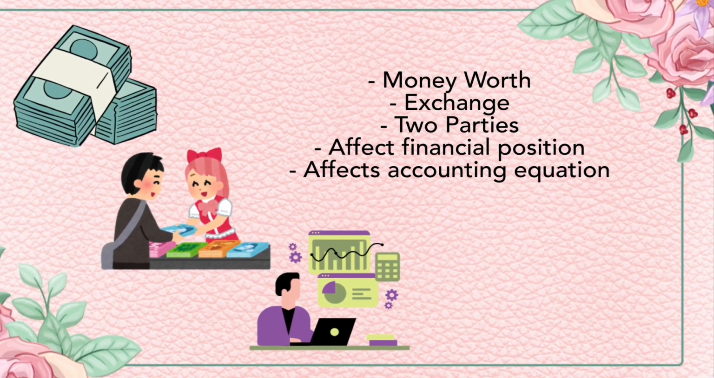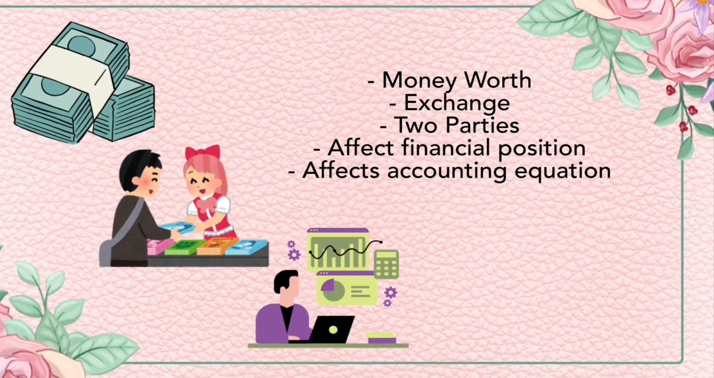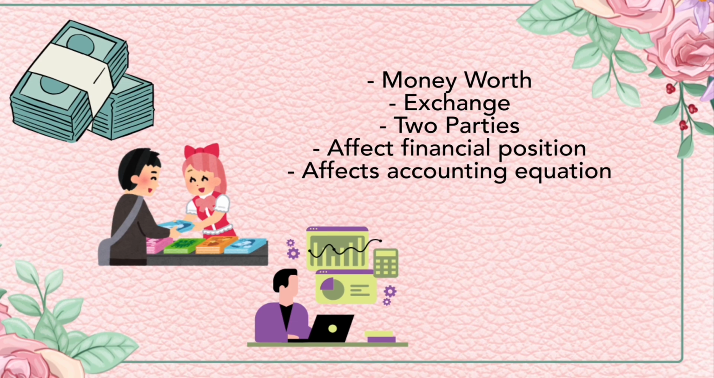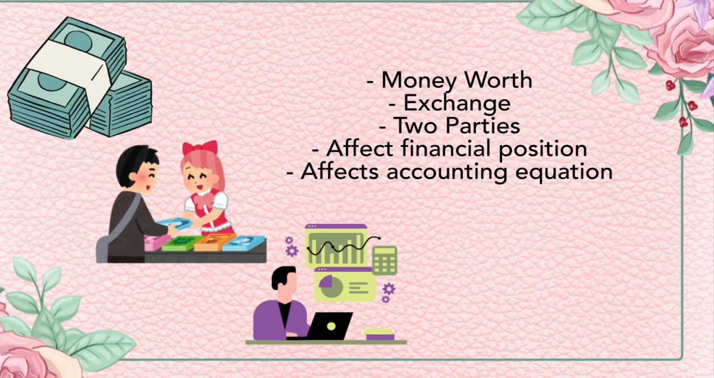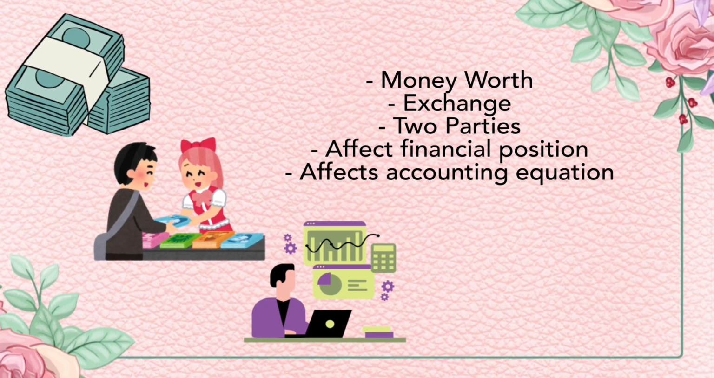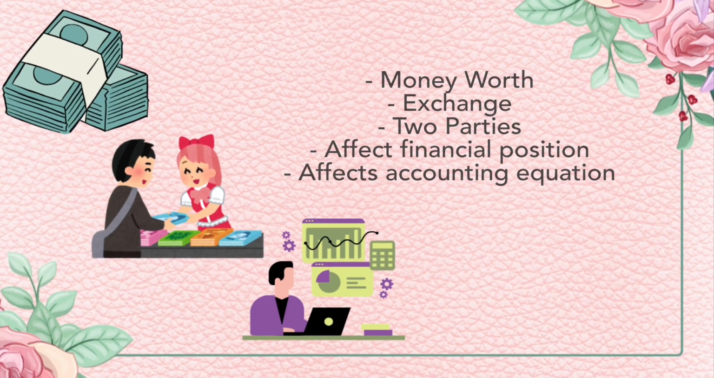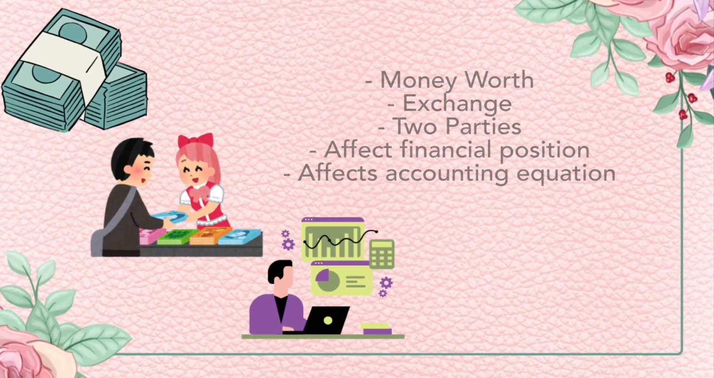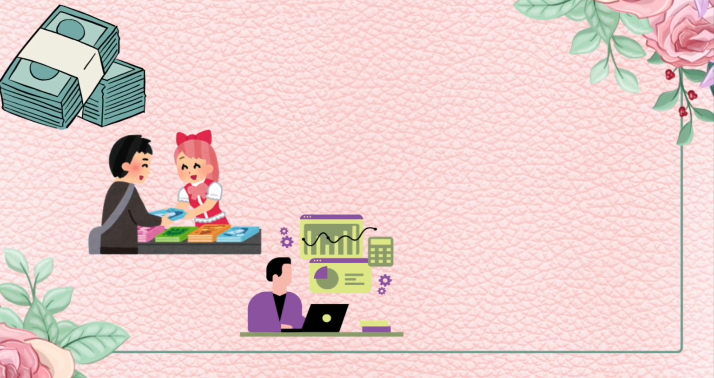Now, it has some features like goods has some value, it has money worth. This transaction involved exchange of goods and services, and it also affects the financial position of the shopkeeper. For example, when he's selling the goods, he's earning cash or money, and with the help of that, he's generating profit. So the financial position gets affected, and it also affects the accounting equation.